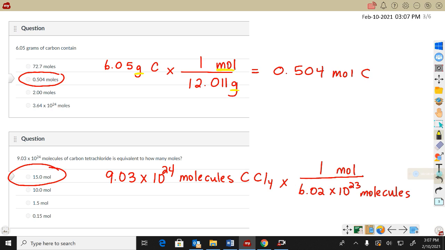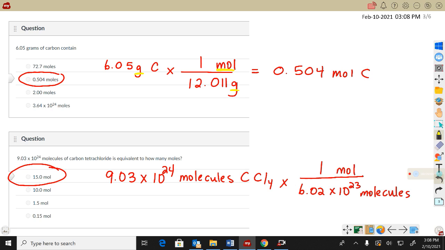And again, anytime I see mole, it's going to be a 1. Anytime I see grams, it's going to be off my periodic table. If it's an element like this, I can just look it up. 12.011. And again, this number is reasonable. I have about 6 grams of carbon. 1 mole would be 12 grams. I have half a mole, right? There's only one number that's even close.